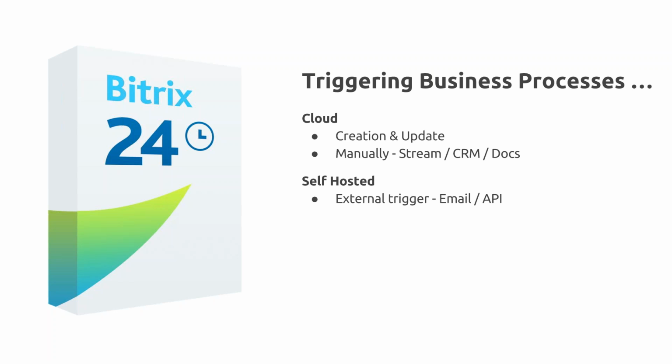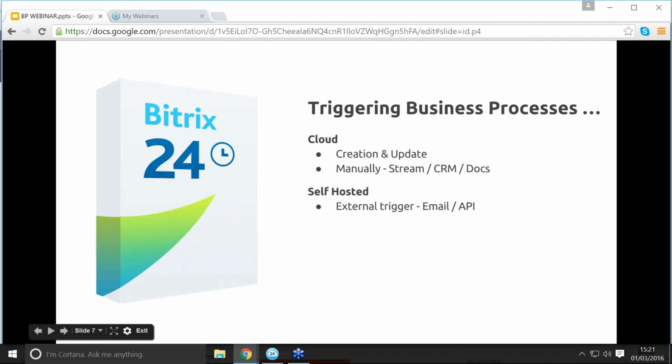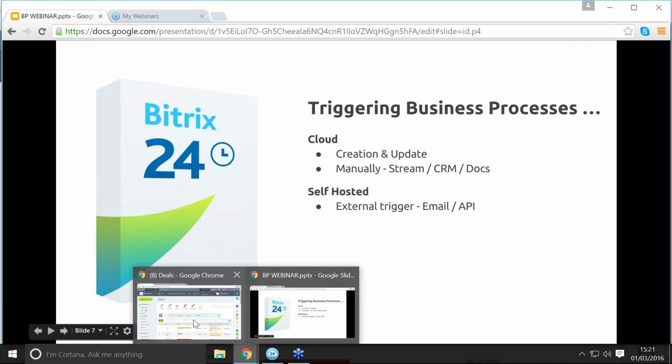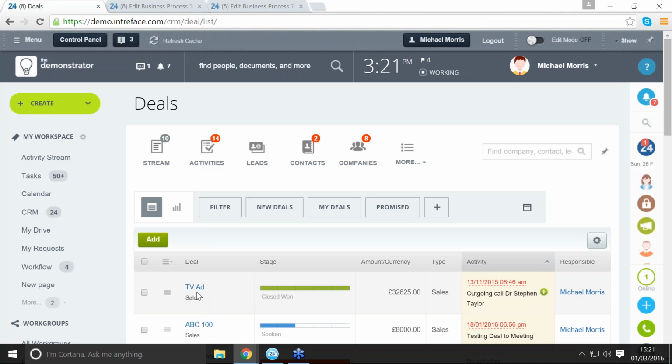In addition to that, on the self-hosted, we can introduce an external trigger. So only available on the self-hosted, we could trigger a business process from an incoming email or something like an API call as well. So I think we're going to have a look at now that external triggering. So Andy's going to show us how an email such as support@yourdomain.com can run a business process to create a help desk ticket within the system. So this is only available on the self-hosted, but I think it's really useful to see.